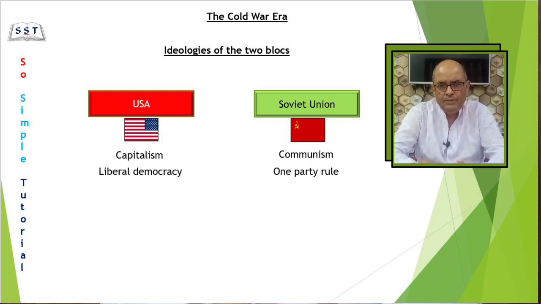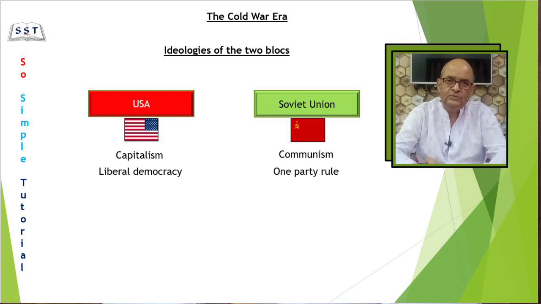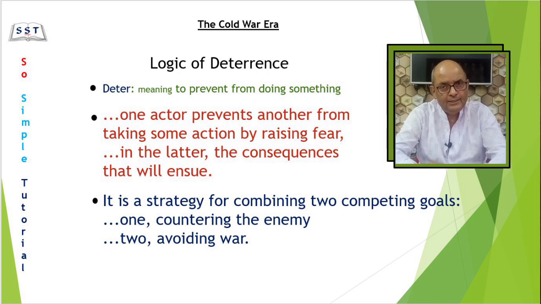But at the same time, both of them were also aware of the magnitude of destruction that these weapons would cause. They understood well the price that they would have to pay in case of a nuclear attack on each other. Thus, none of the sides wanted to take the risk. Hence, in such a situation, a full-fledged war was unlikely to happen. My dear students, this negative motivation is called the logic of deterrence.